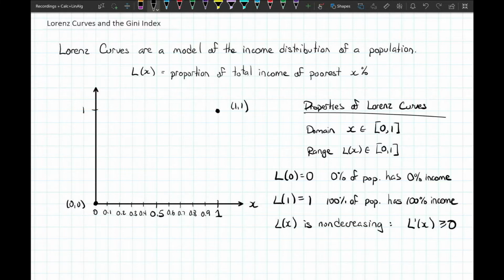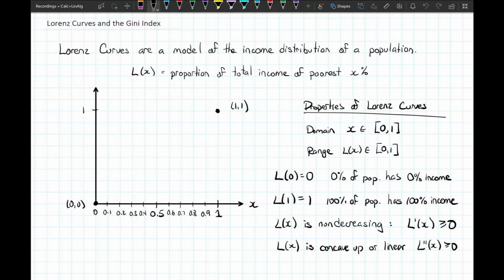Every time that we include more individuals, and as we move further along to the right along the x-axis, the total income cannot decrease since we're only going to be including more individuals. It's possible that income can remain constant or increase, but we can't be decreasing.